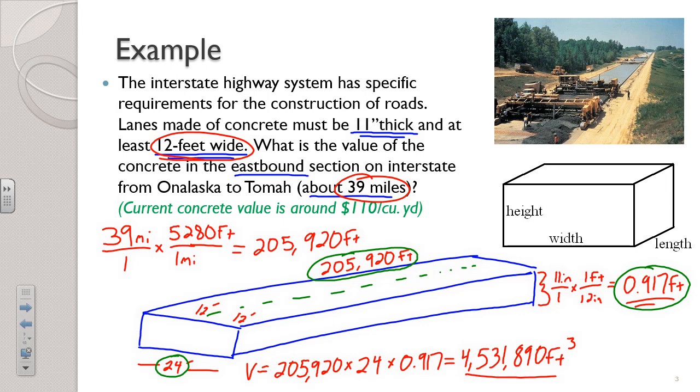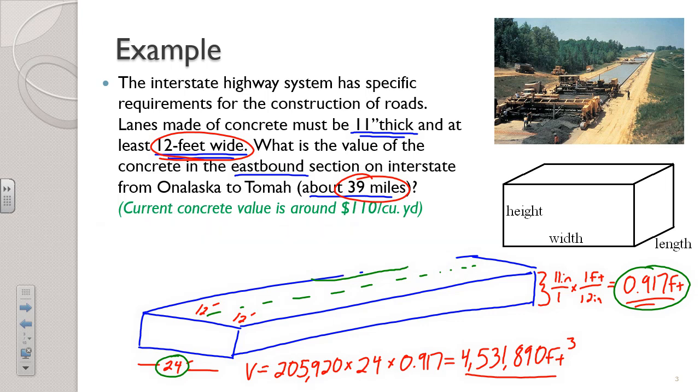Now let's figure out what the value of that concrete is. Let's take that measurement of 4,531,890 cubic feet and do some conversions here. Let's put that over 1. We know that concrete is around 110 bucks per cubic yard. They're probably getting it cheaper since they're buying so much, but that's about what you or I would pay.